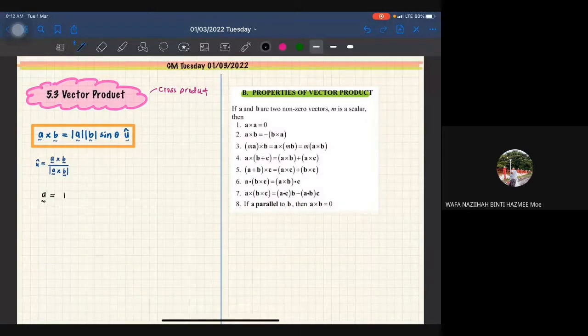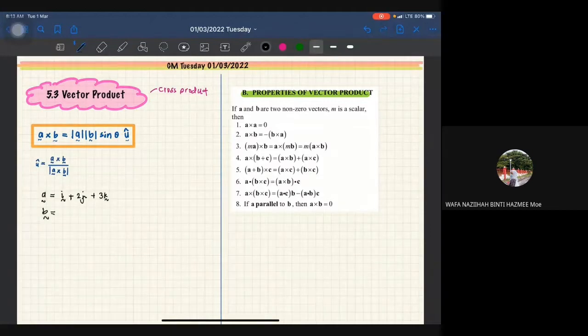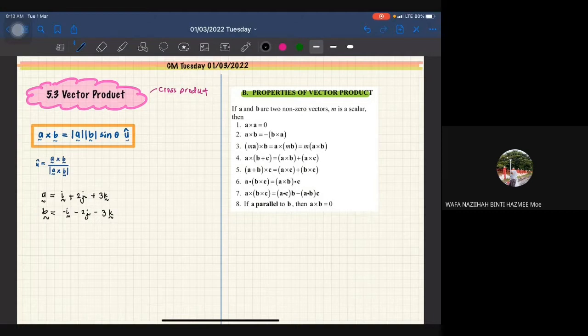Okay, so for example if you have a vector, let's say our vector A is 1i plus 2j plus 3k. Okay, and then our vector B is negative i minus 2j minus 3k. Okay, so how do we find the vector product between A and B?